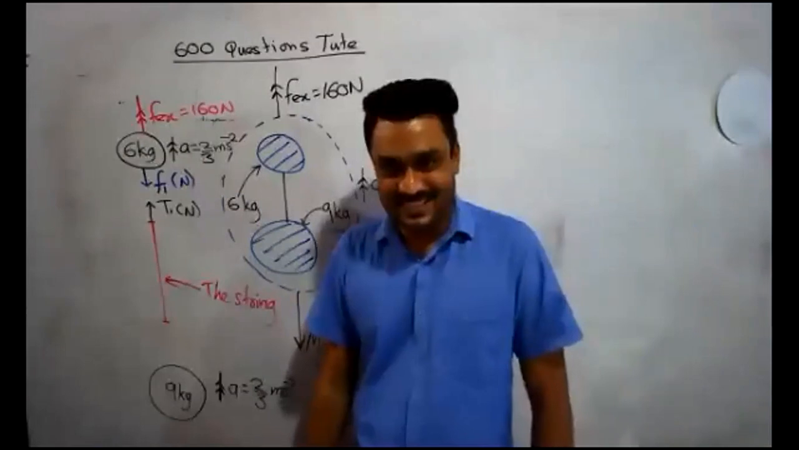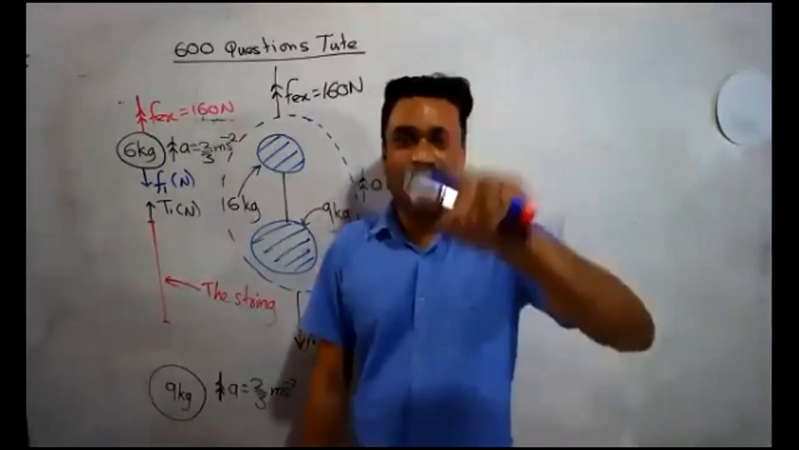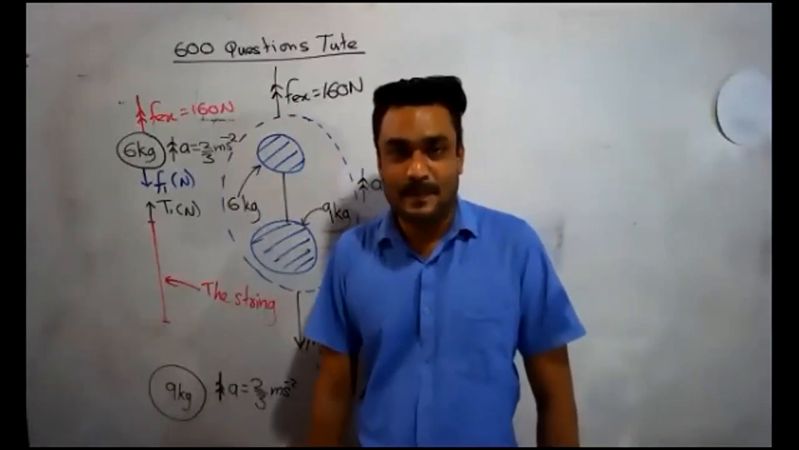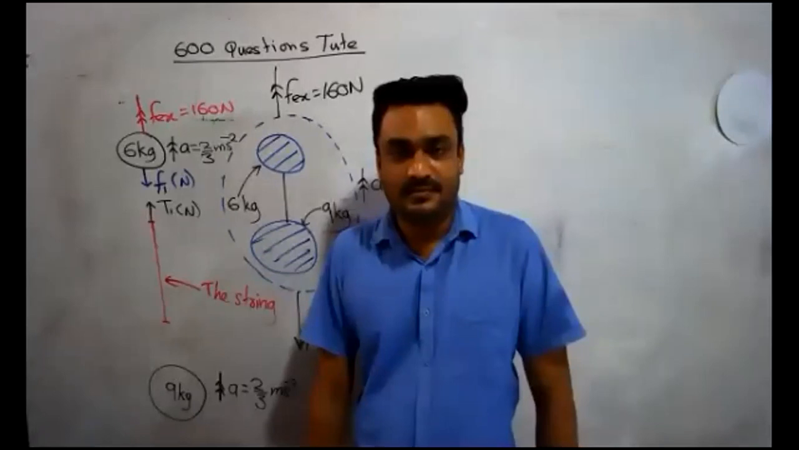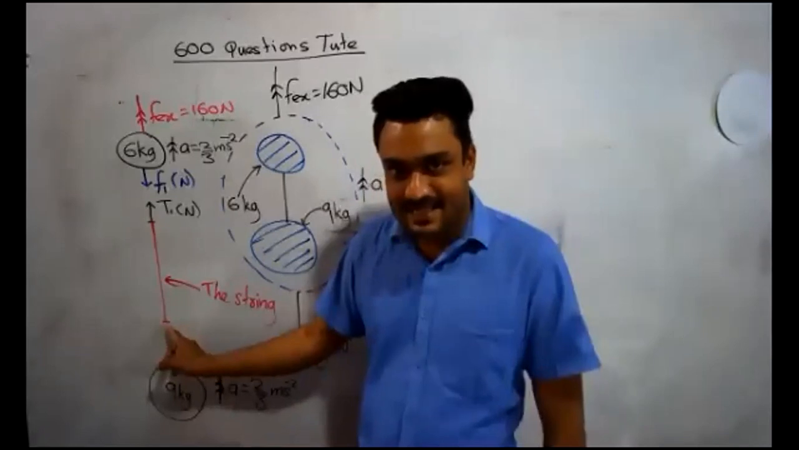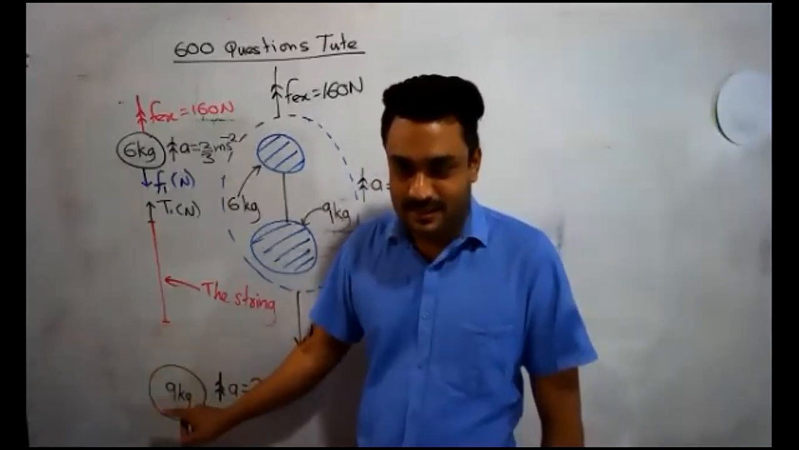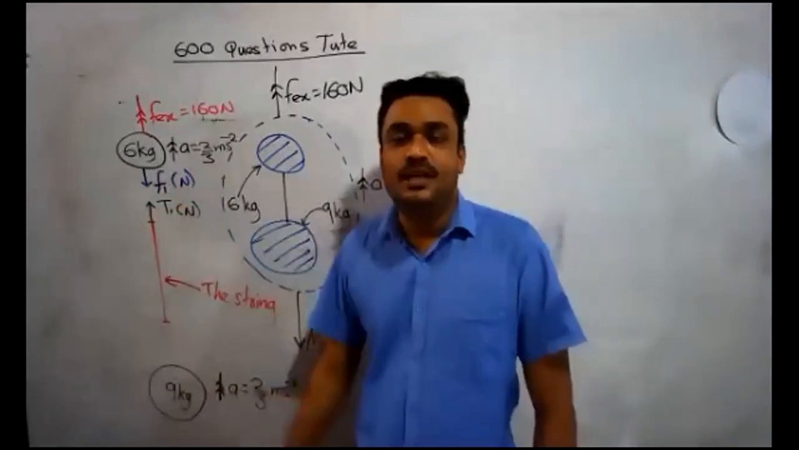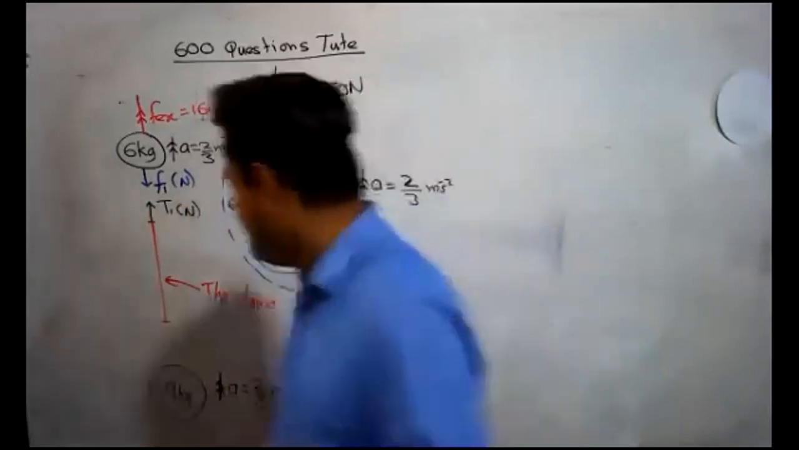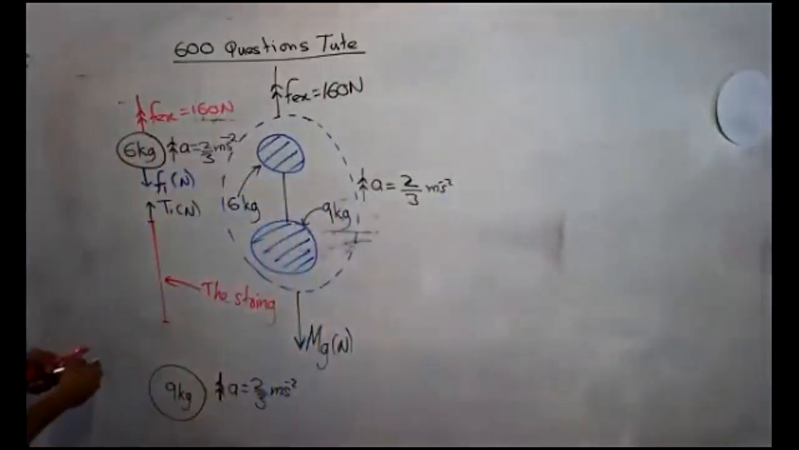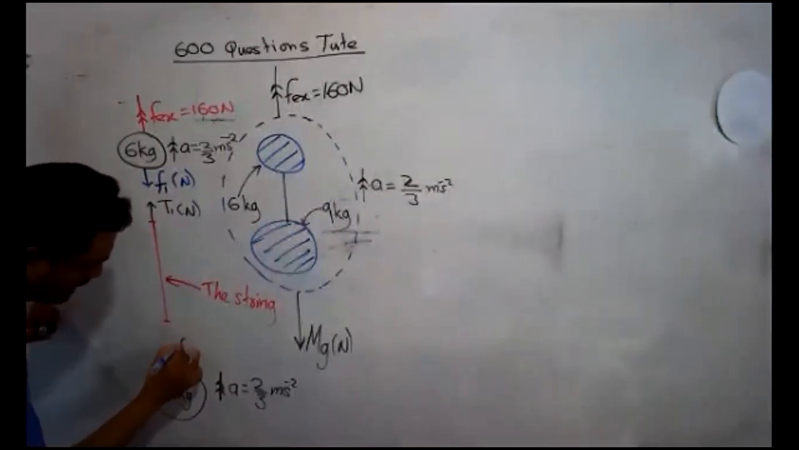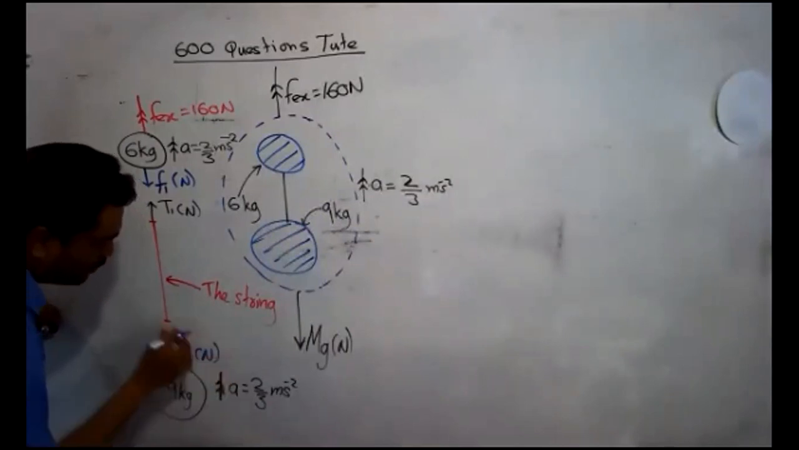There are two reasons actually. Very good. The first reason: the 9 kg object is connected to the string. Second reason: as they are connected together, it gives a force to the 9 kg object. It pulls the 9 kg object up. It means the string is giving a force to the 9 kg object. Let me mark that force as F2 Newton.